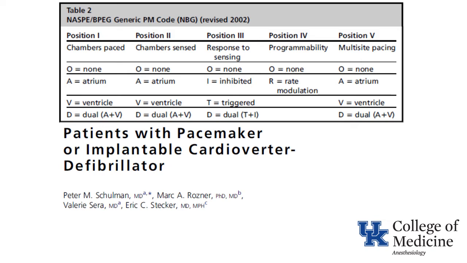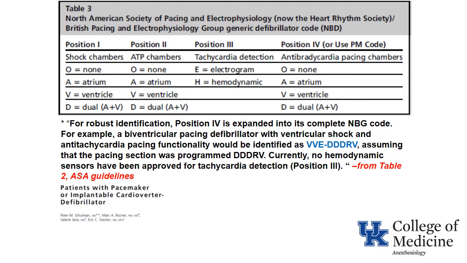A biventricular pacemaker defibrillator with shock and antitachycardic function would be labeled DDDRV for pacemaker code and would be labeled VVE for the defibrillator. Therefore, that kind of device would be labeled or designated VVE-DDDRV. Pretty confusing.